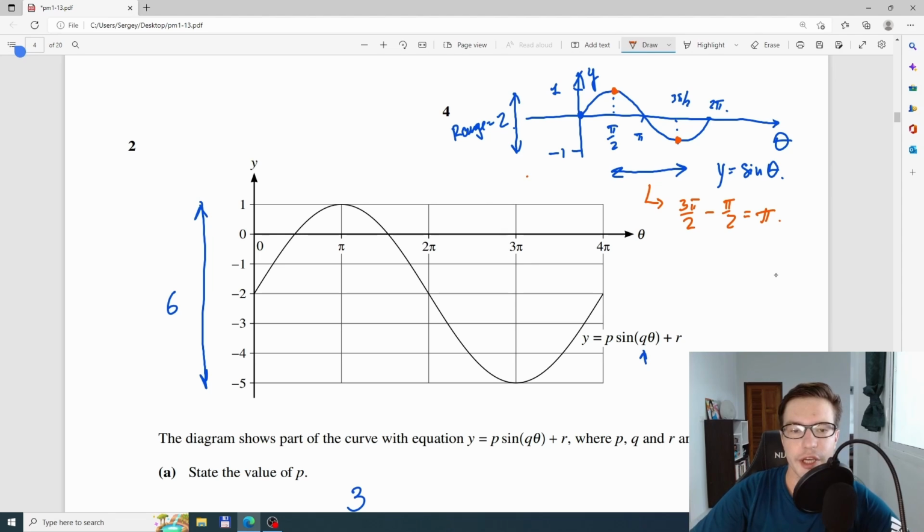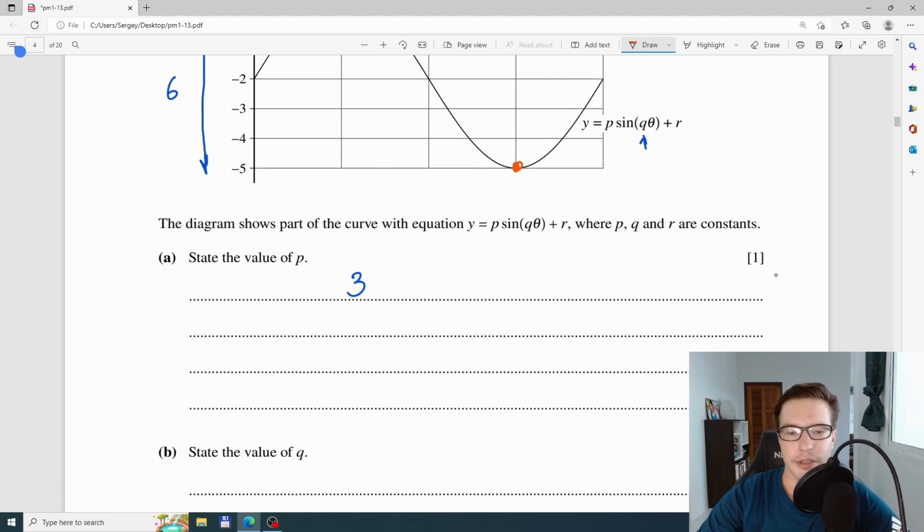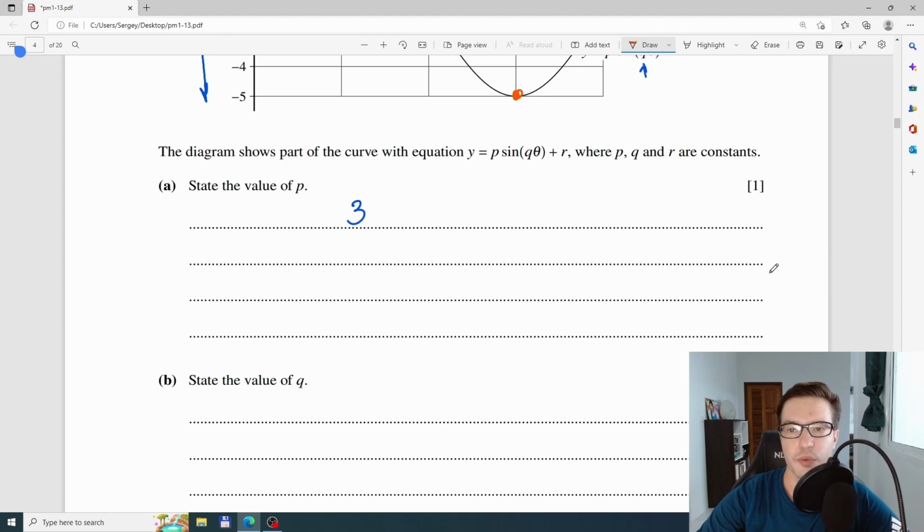And now let's see what happened after the transformation. From 3 pi to pi, the distance is 2 pi. So it means the function got stretched 2 times on the horizontal axis. And that means that q is 1 over 2.